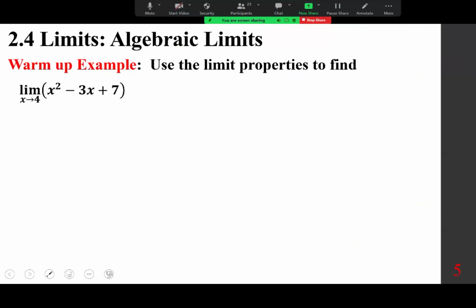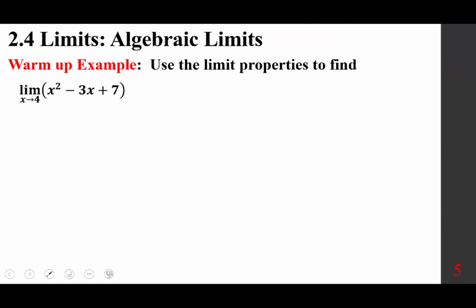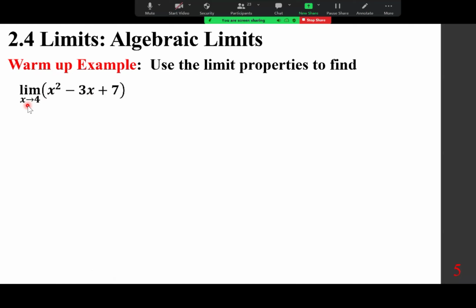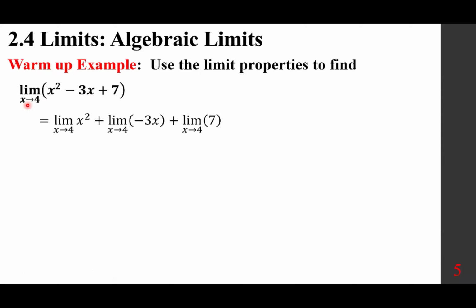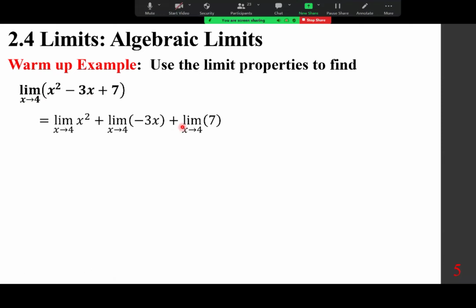Let's, as a warm-up example, remind everybody of the limit laws. The limit of x squared minus 3x plus 7 as x approaches 4: you have a polynomial with 3 terms, so make up 3 limits. The limit of x squared as x approaches 4, plus the limit of minus 3x as x approaches 4, plus the limit of 7 as x approaches 4.